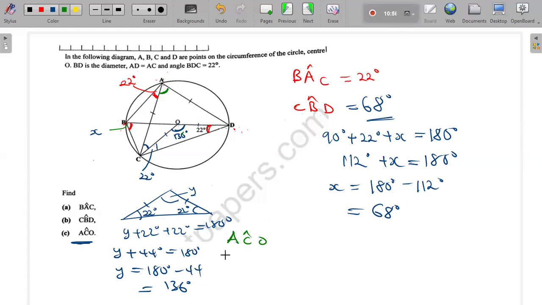So to find this angle there, we just say 136 degrees divided by what? Divided by 2, and we're going to have 68. So this angle here is what? 68 degrees. So how is that angle helping us?